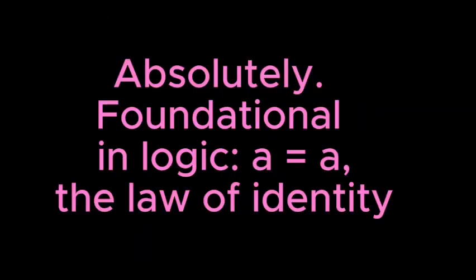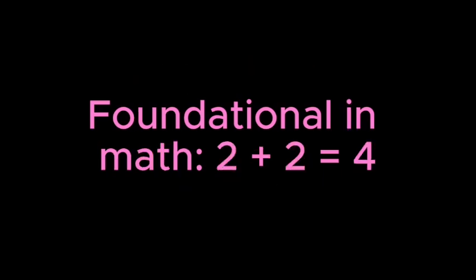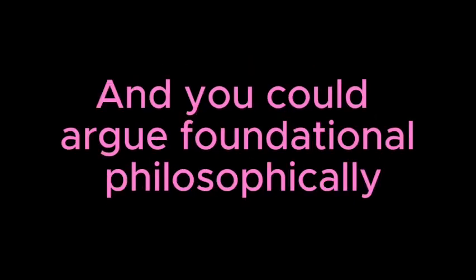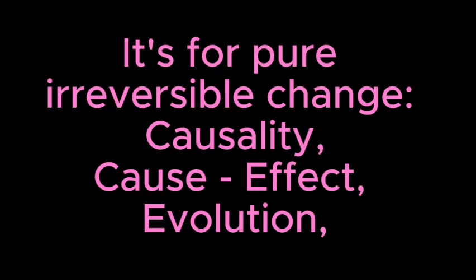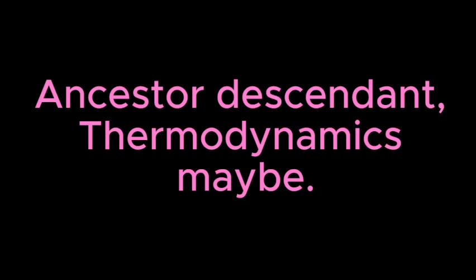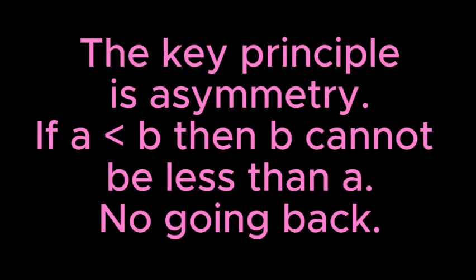Foundational in logic, A = A, the law of identity. Foundational in math, 2 + 2 = 4. And you could argue foundational philosophically: being means being equal to oneself. And strict order, then, its essential role? It's for pure irreversible change. Causality, cause-effect. Evolution, ancestor-descendant. Thermodynamics, maybe. The key principle is asymmetry. If A < B, then B cannot be less than A. No going back. This is making me think of Descartes now.